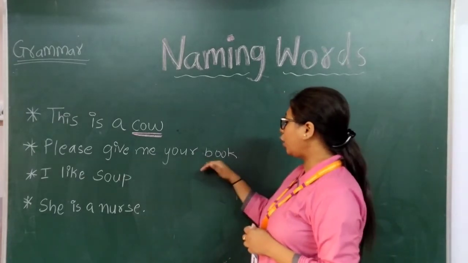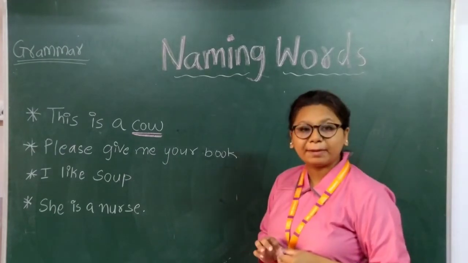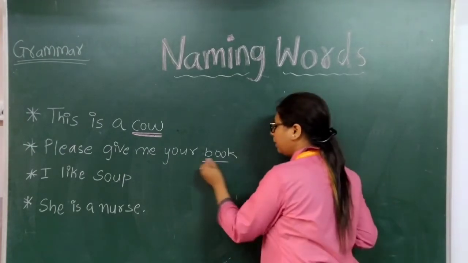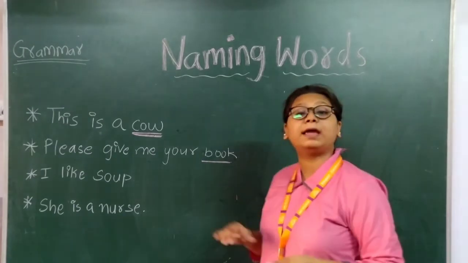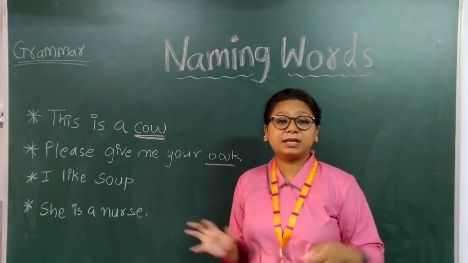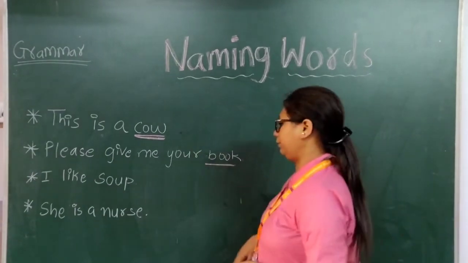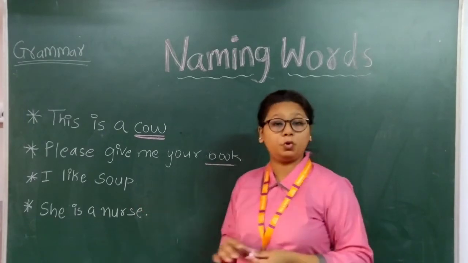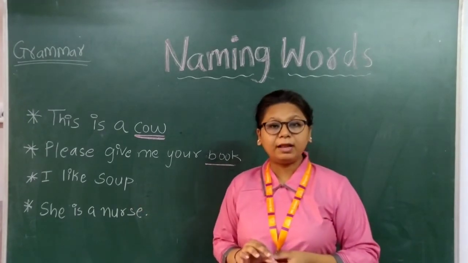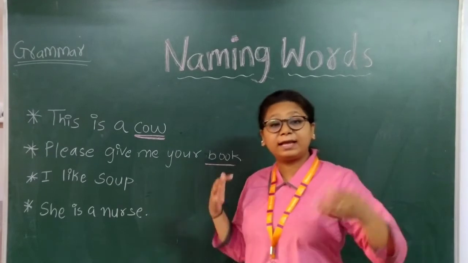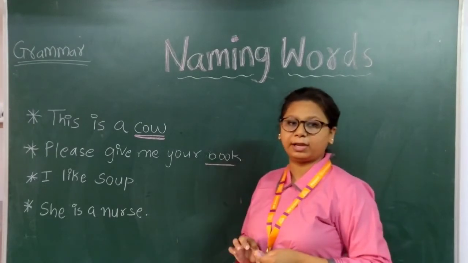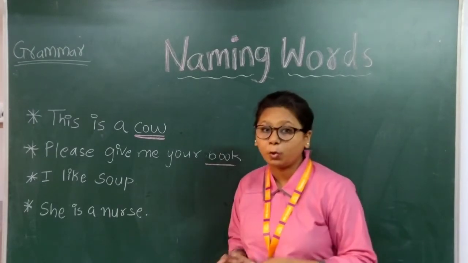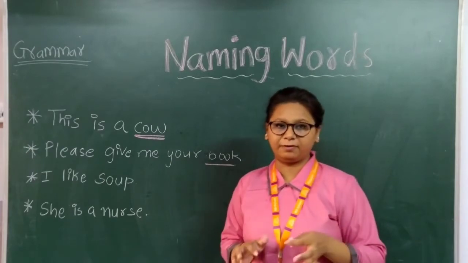Please give me your book. Now what is the naming word? Book. Because it tells us about the name of a thing. So it is a naming word or a noun over here. I like soup. Now what is the naming word? Soup. Because it again tells us about a thing. Okay. What does the person like? Soup. So it is again the naming word. Okay.